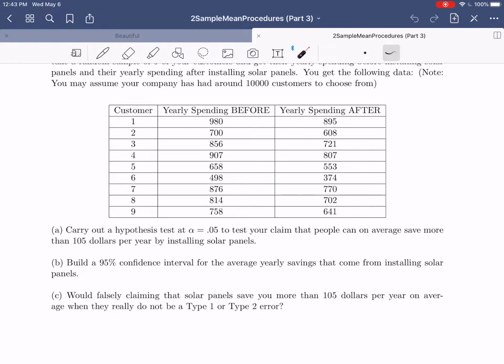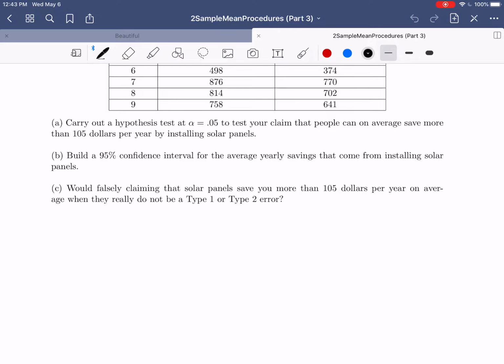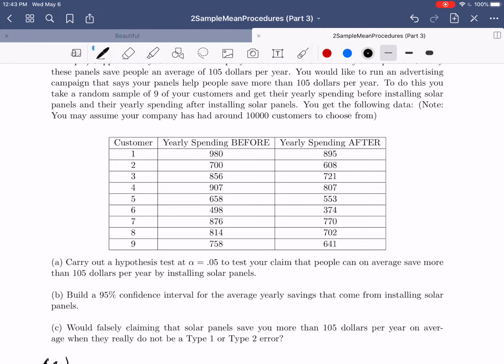So let's get right in and talk about the hypothesis test. For part A here, we have to determine which type of hypothesis test we're going to be doing. Remember, at this point, you have 3 different hypothesis tests: the 1-sample mean, the 2-sample mean, and the matched pairs. If we look at this, you can see that we have these 9 customers and our 2 samples come from studying them before their solar panels and after their solar panels.